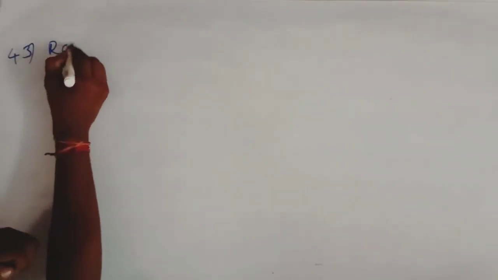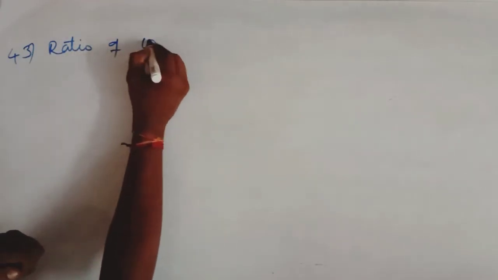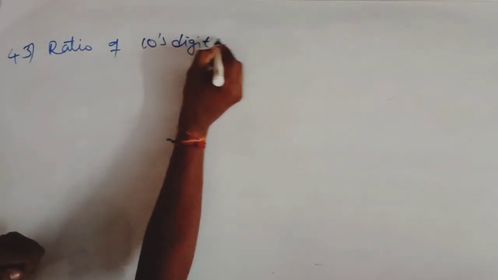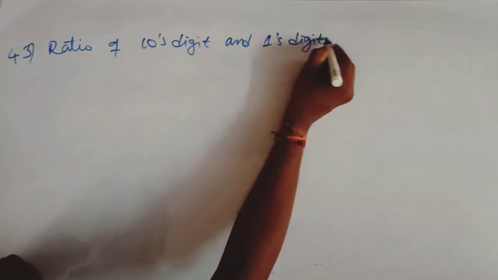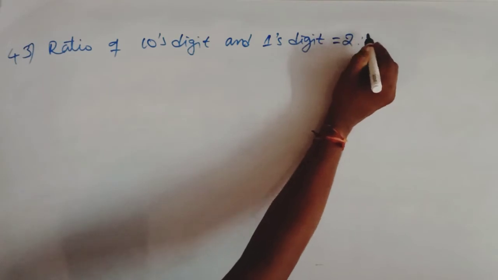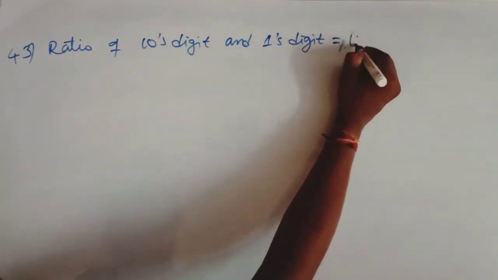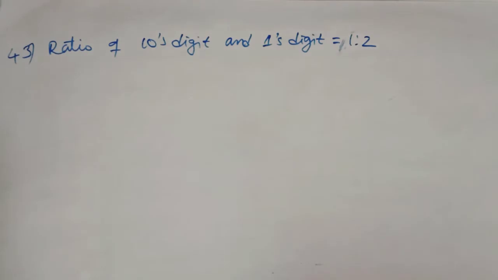So here the condition given is: the ratio of tens digit and units digit (ones digit) is equal to 1:2. Then how many numbers will satisfy this? So 1:2 means if the tens digit is 1, then automatically the units digit will be 2.